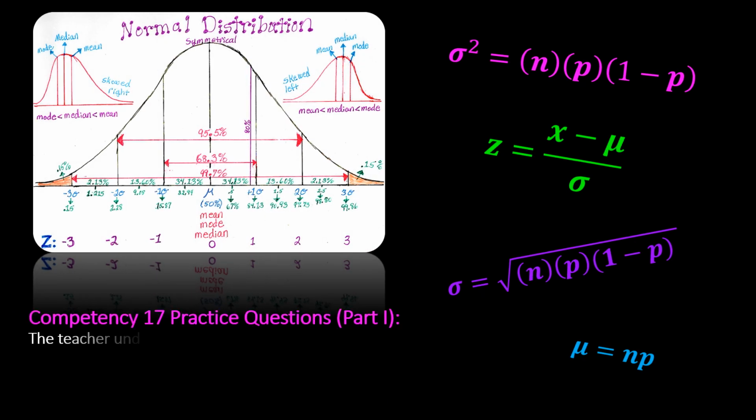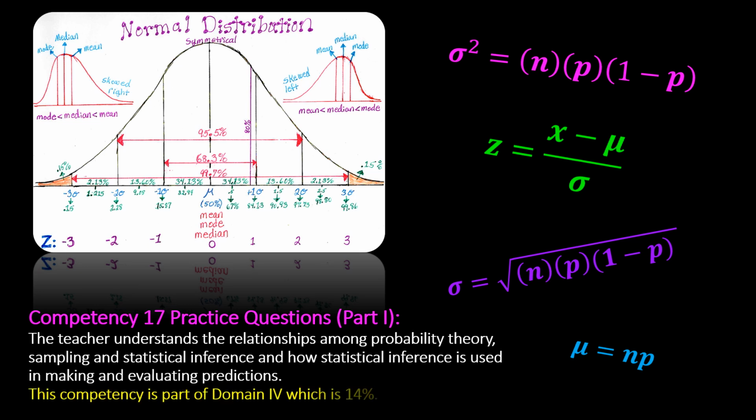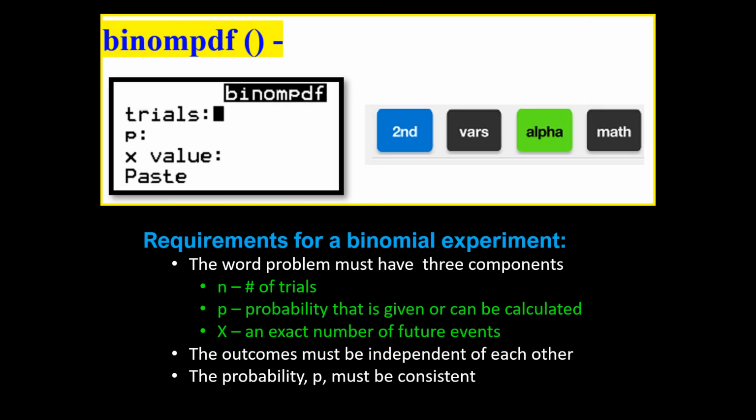In this video, we will review Competency 17, which requires that a new teacher understands the relationships among probability theory, sampling, and statistical inference, and how statistical inference is used to make an evaluating prediction. We will also investigate the binompdf on our TI-84 calculator.